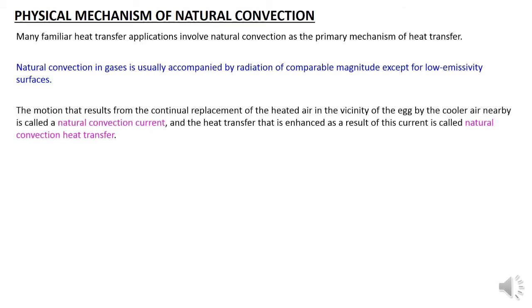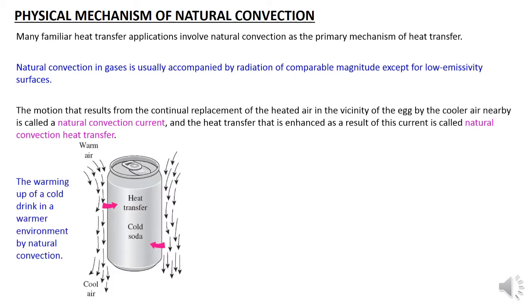The motion that results from the continual replacement of the heated air in the vicinity of the egg by the cooler air nearby is called natural convection, and the heat transfer that is enhanced as the result of this current is called natural convection heat transfer.